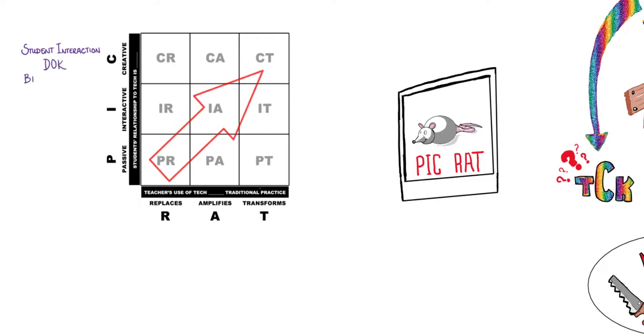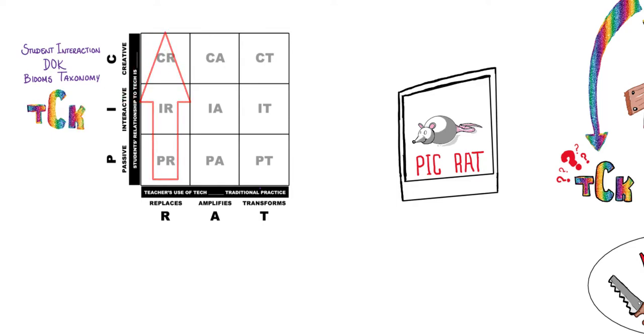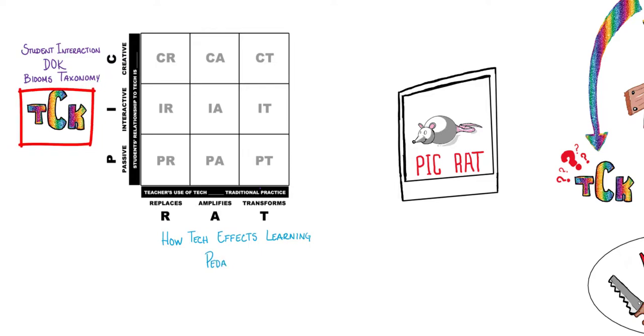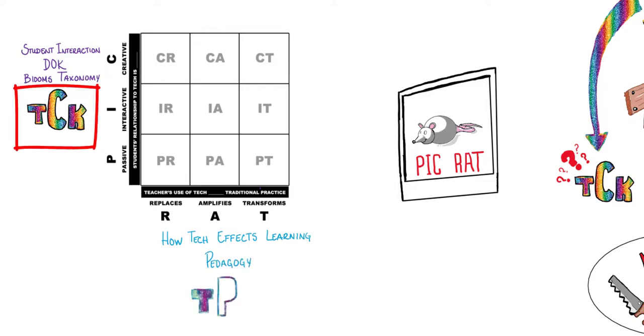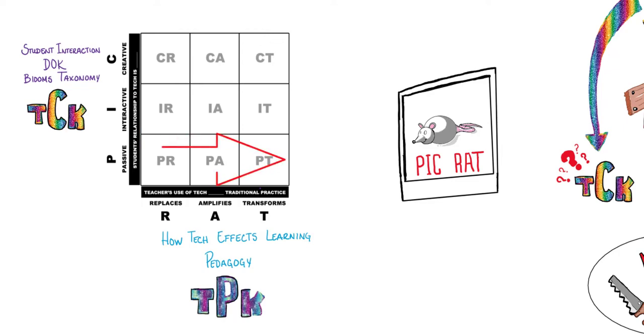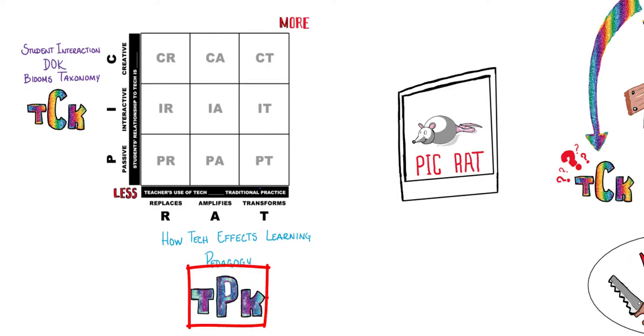Let's take a closer look at the matrix. The left column represents interactions students have with tech. As you go up the column, interactions increase from passive to interactive to creative. In relationship to TPAC, this would represent the TCK and also Bloom's taxonomy. The bottom row represents how technology affects traditional learning. As you move to the right, the effects increase from replaces to amplifies and finally transforms. In relationship to TPAC, this would represent TPK.